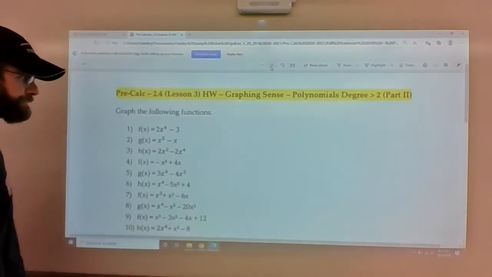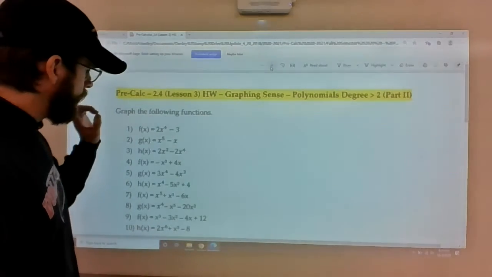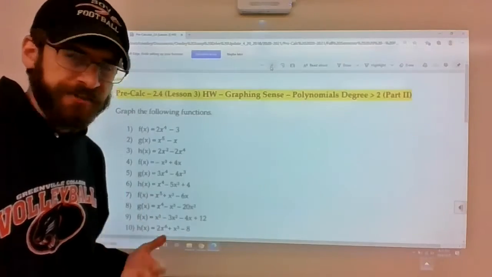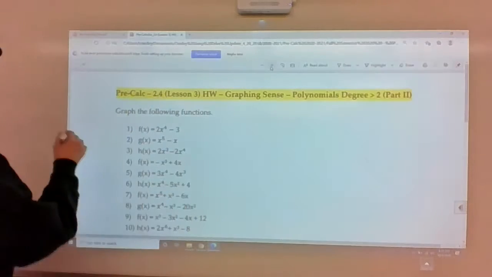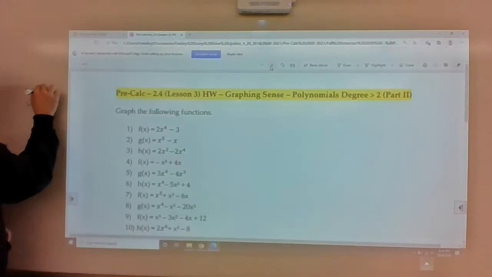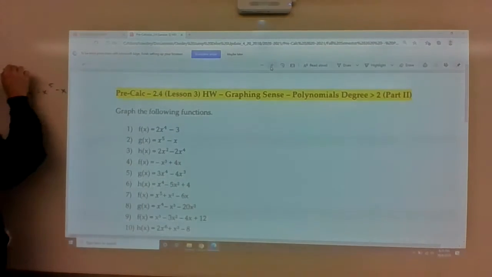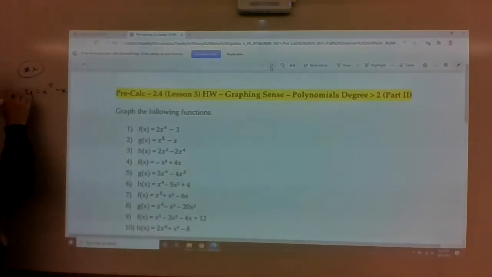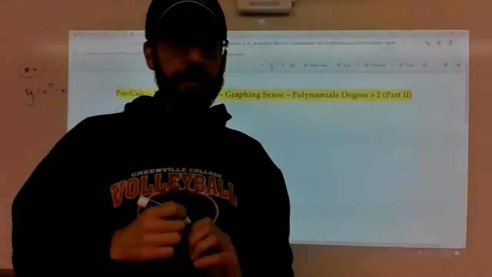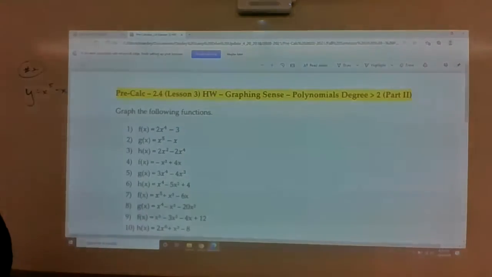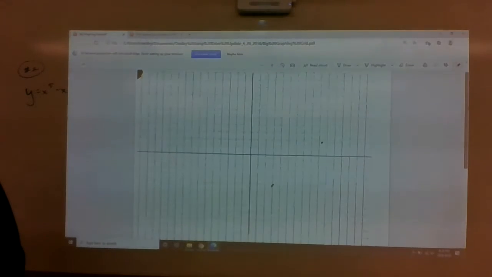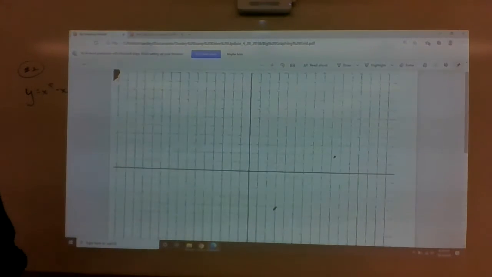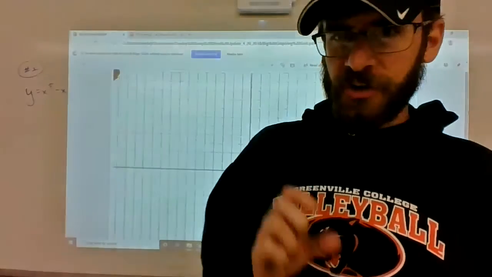So let's get started. First one we want to talk about is g of x, or I'm just going to use y as a variable. G of x equals x to the fifth minus x. Okay, so I'm going to use some big graph paper, and you guys should too. The little grids aren't going to cut it here.